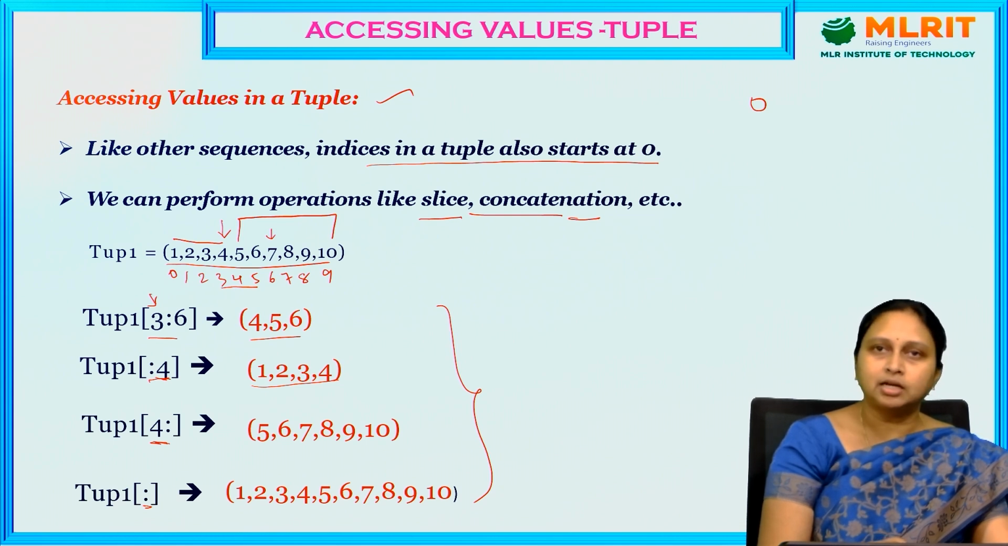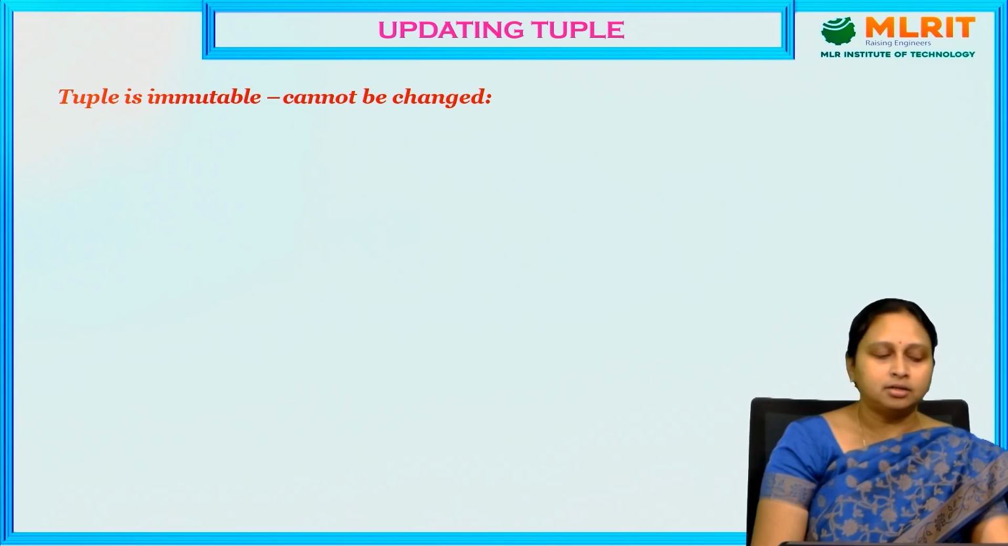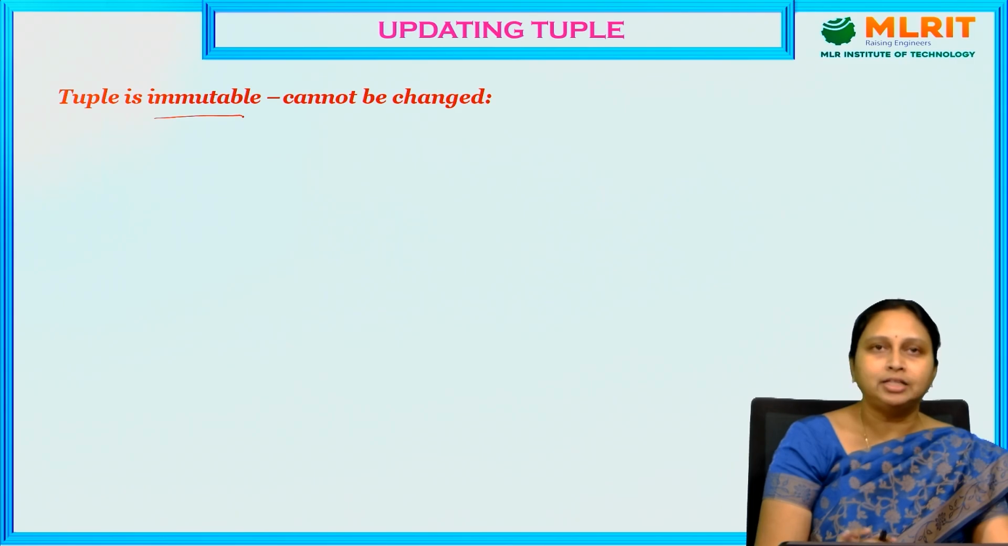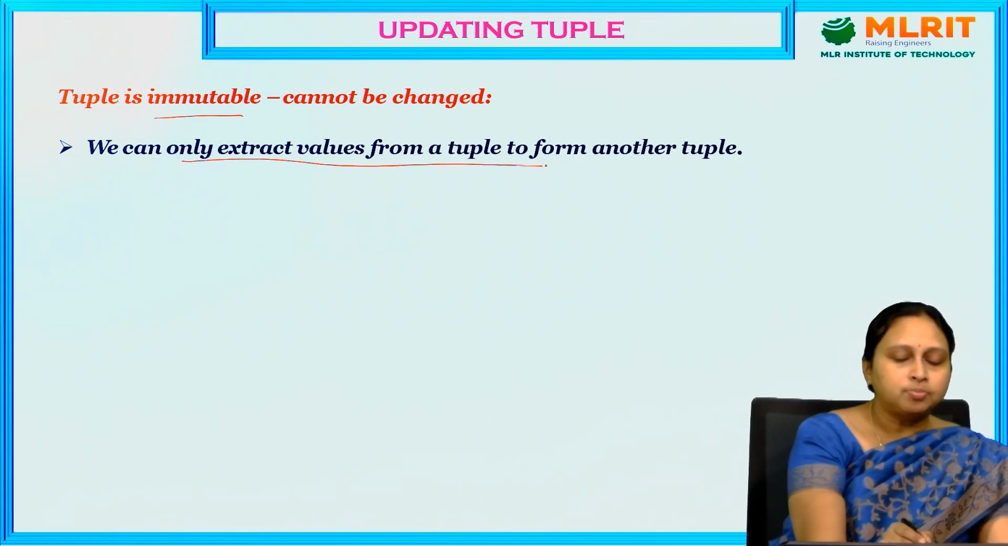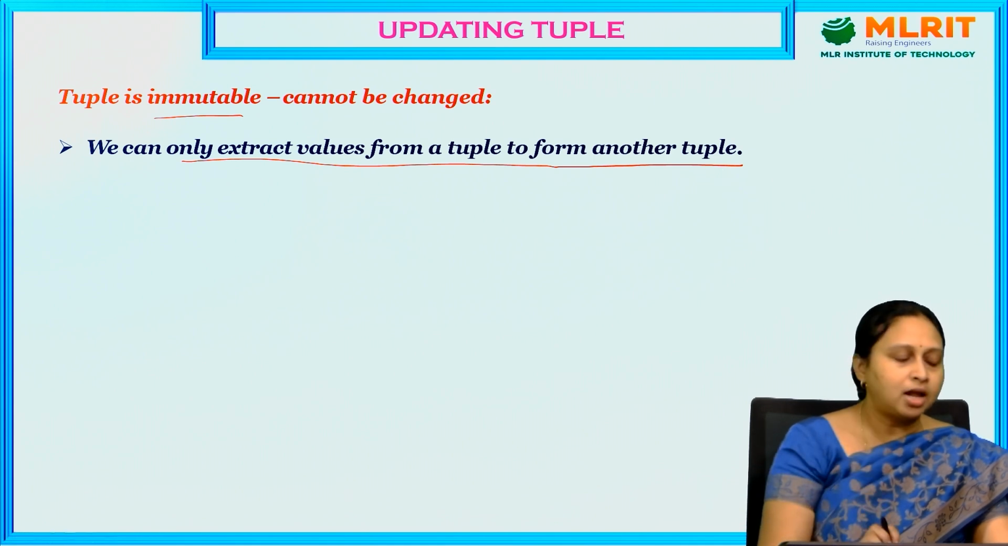The same slicing and concatenation we have discussed in lists also. You can refer to those for some more examples. And updating the tuple. As I told you, a tuple is immutable. That means we cannot make any changes in a tuple that has been assigned. We can only extract values from the tuple to form another tuple. That can be done. But we can't make any changes in the tuple which we have already created.